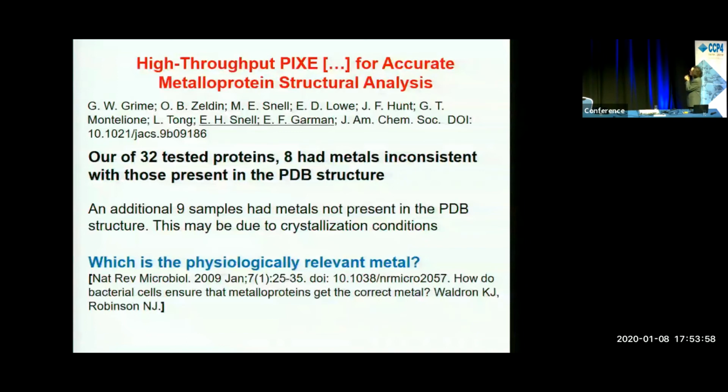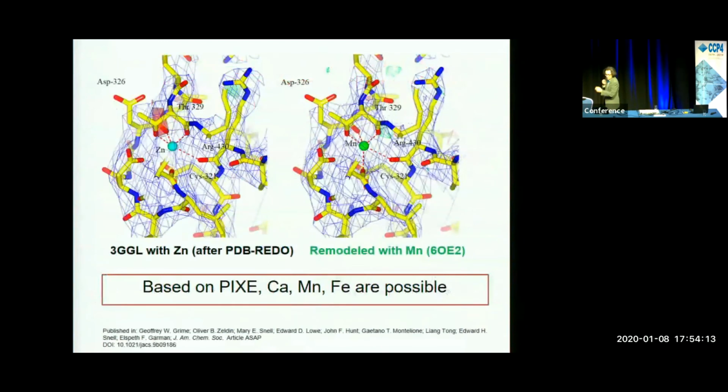And essentially, they found that about 1/4 of the proteins, of the structures, sorry, contained metals that were not consistent with the PIXI analysis. And again, I took from there, so this just appeared in JAX.